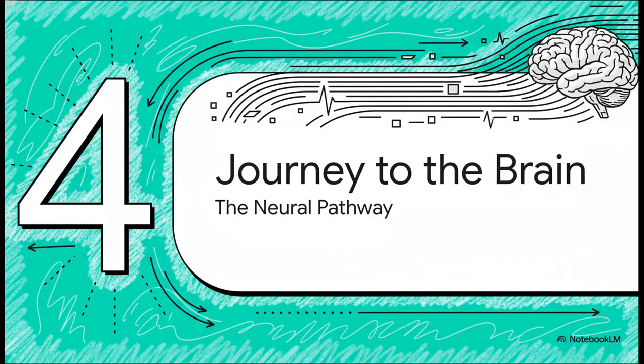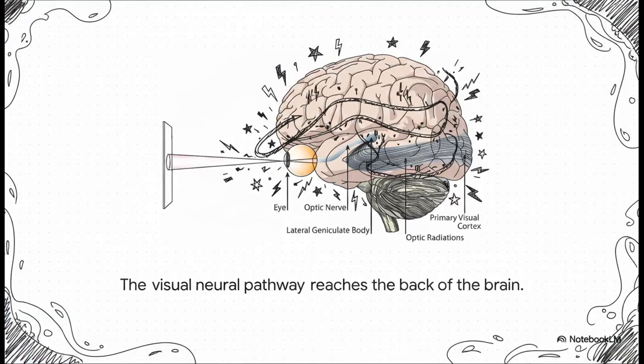Which brings us to section 4, the journey to the brain. Just follow this visual pathway on the screen. The optic nerve exits the back of the eye and dives deep into the very center of your brain. What's really fascinating here is that the final destination, your primary visual cortex, is located all the way at the very back of your skull. It is quite the commute for those electrical pulses.